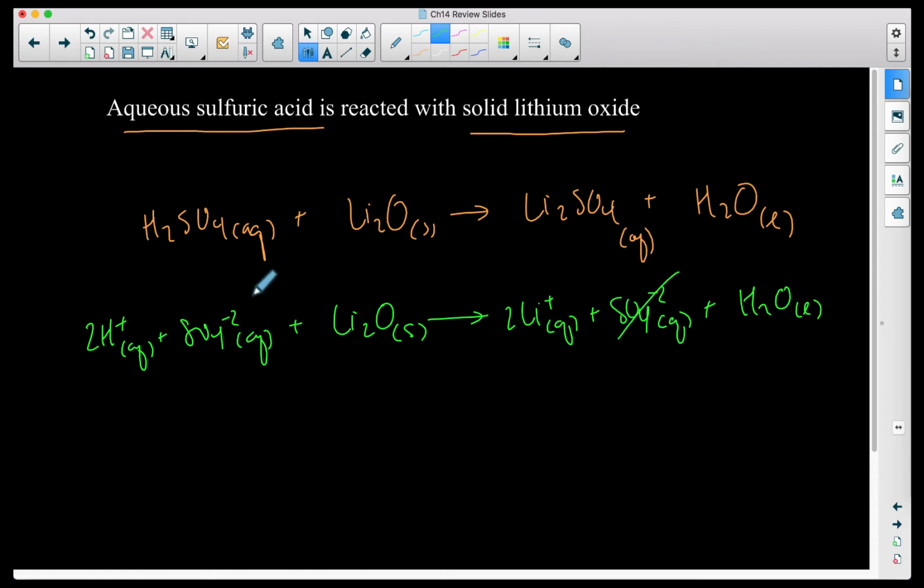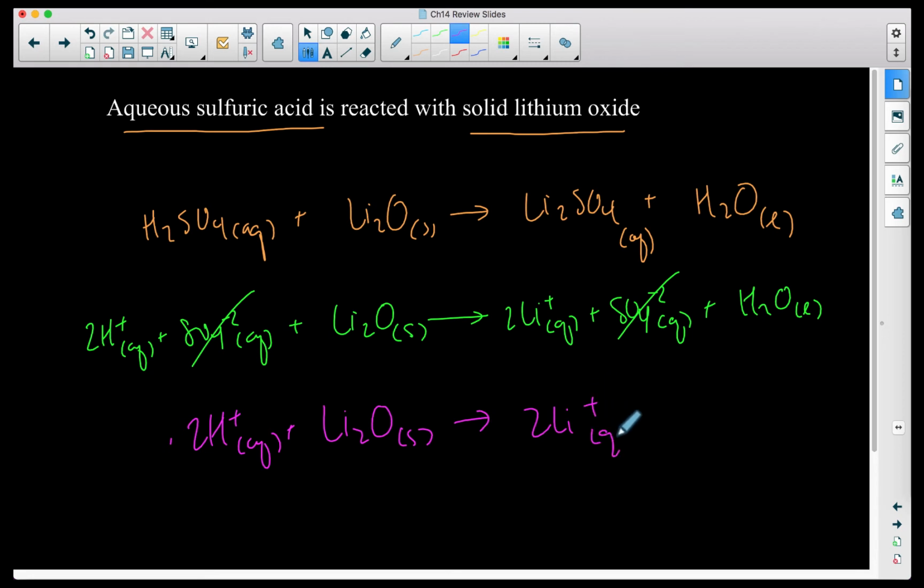We'll cross out what cancels on both sides. Everything else becomes my net ionic. So then we'd have 2H plus my solid lithium oxide gives me 2 lithium plus H2O liquid. Yes? Net ionics.